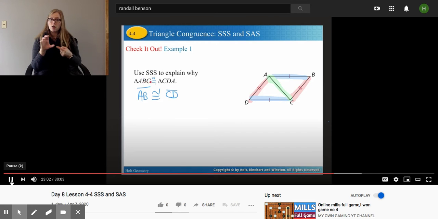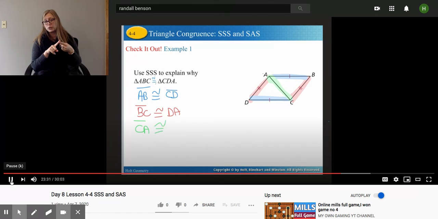Now the next 2 letters are BC. If I look at my picture, I use the color red for that. So I'm going to say side BC is congruent to side DA. And then, so far I've done AB, BC, now I'm at CA. So for green, I'm going to say CA, and that's going to be congruent.